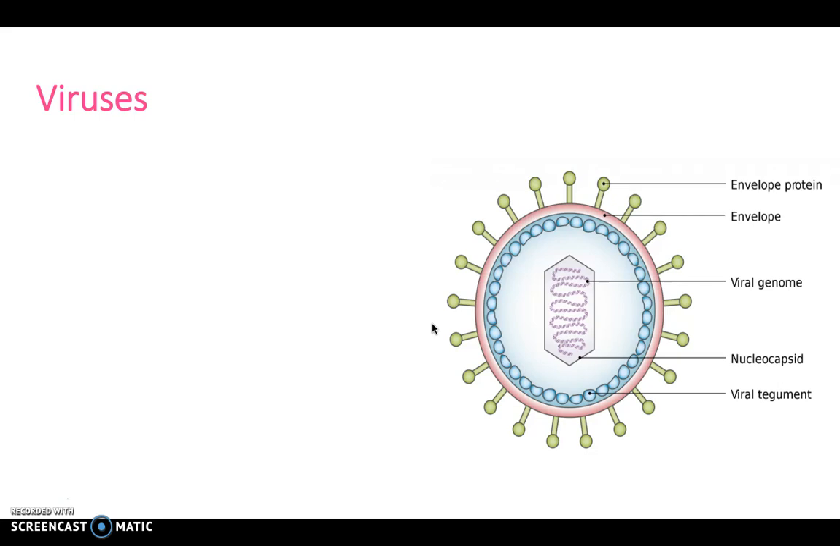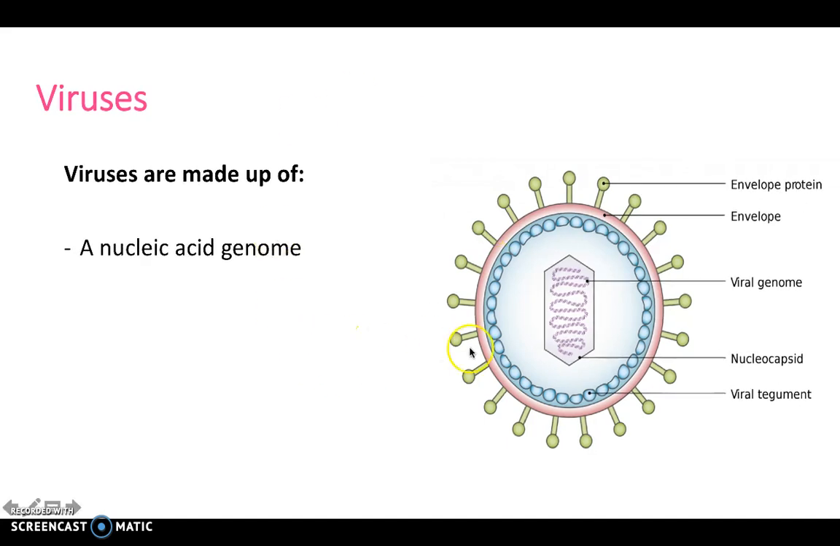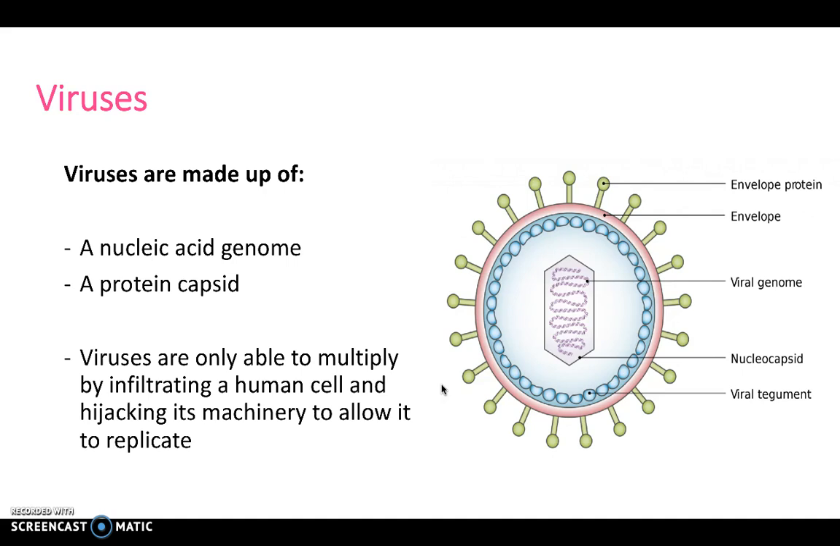Next, let's take a look at viruses, and viruses are specific, and they're made up of a nucleic acid genome, a protein capsid, and viruses, remember, are only able to multiply by infiltrating a human cell and hijacking its machinery to allow it to replicate. Viruses don't have any machinery themselves to allow replication, and therefore they must enter into a human cell and almost hijack its machinery to allow it to replicate within.